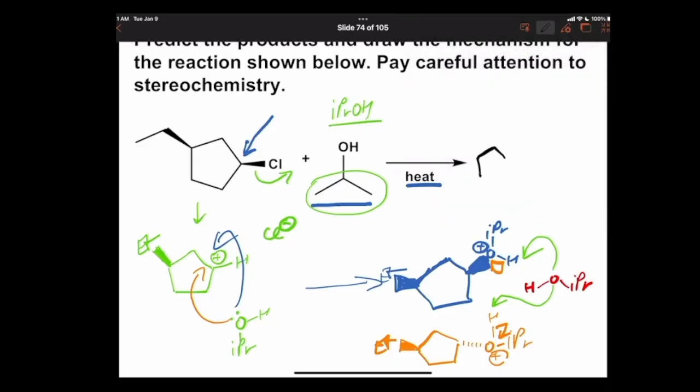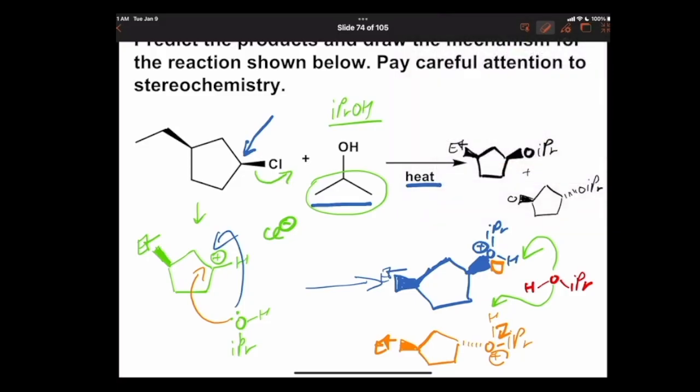We will have our cyclopentane group, where from the top is O isopropyl and ethyl. Second product, from the bottom, O isopropyl, and this is up. Ethyl. So this center, you will have both possible permutations.